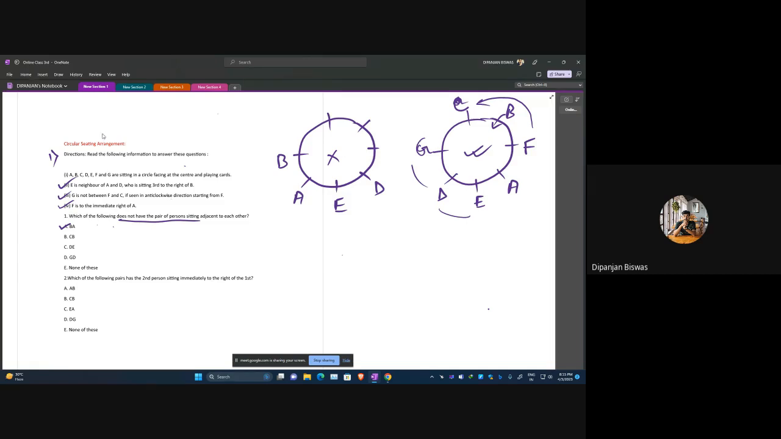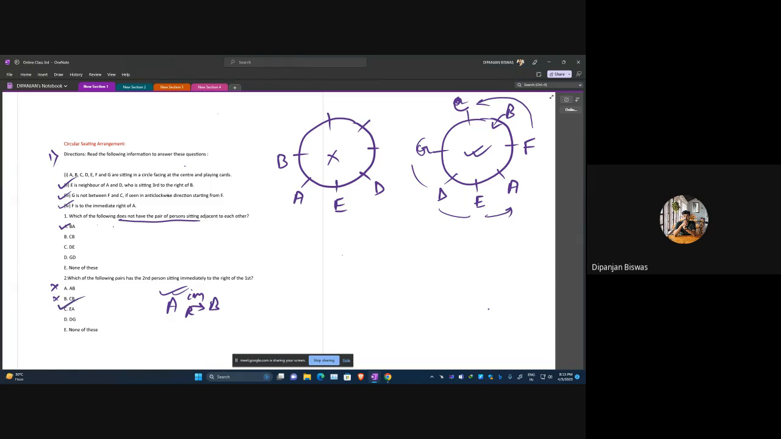Moving to the next question. Which of the following pairs has the second person sitting immediately right to the first? So A, immediate right, B. You have to check the options this way. A's immediate right is not B, so it is cancelled. C's immediate right is not B, C's immediate left is B, so it is also cancelled. E's immediate right is A, so this is the right option.